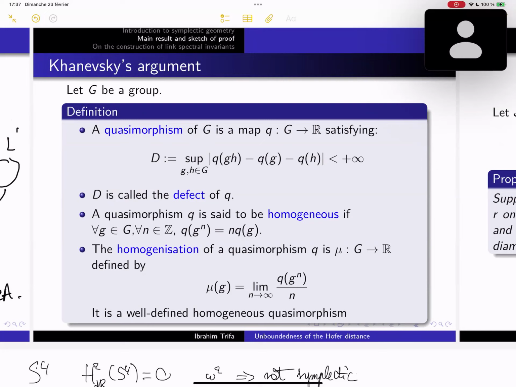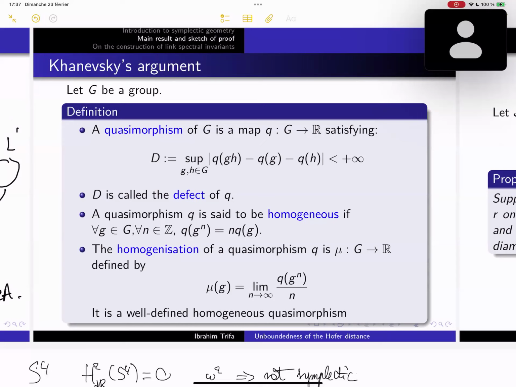We will say that a quasimorphism is homogeneous if it behaves well with respect to taking powers of an element. So if for all G in G and n in Z, Q of G to the n is equal to n times Q(G). Now, if you have a quasimorphism Q that is not necessarily homogeneous, you can always homogenize it by the following formula. You define mu of G as the limit when n goes to infinity of Q of G to the n over n.